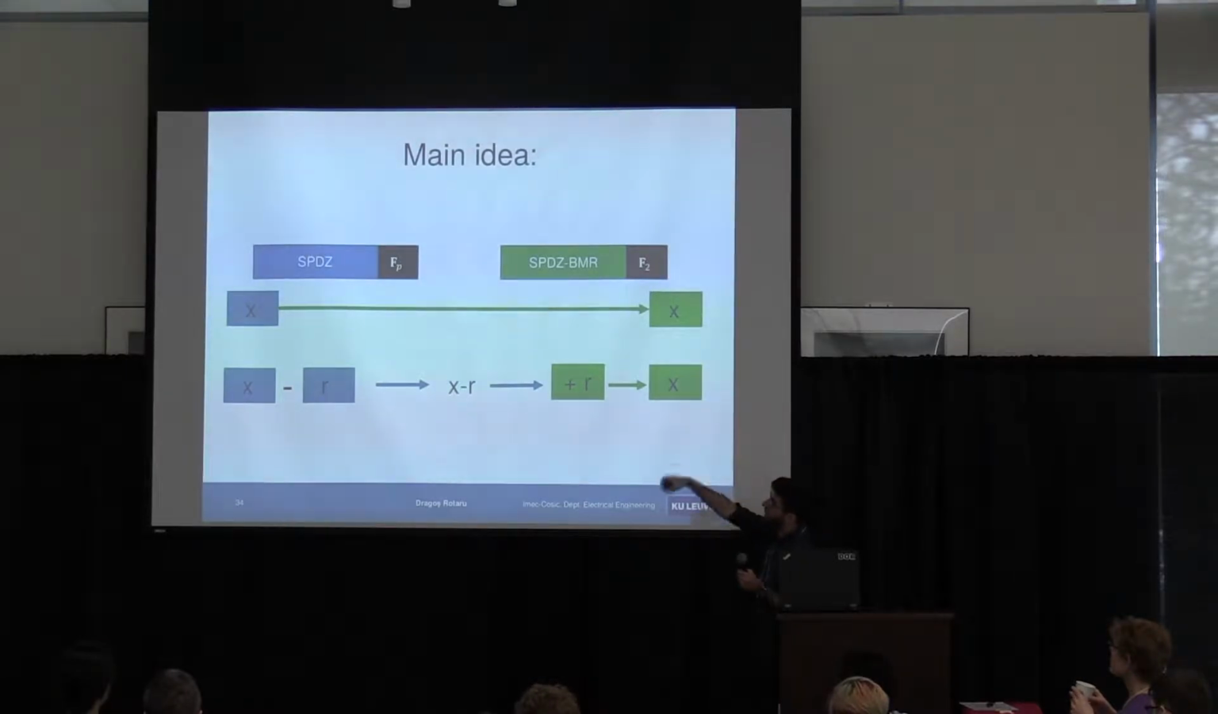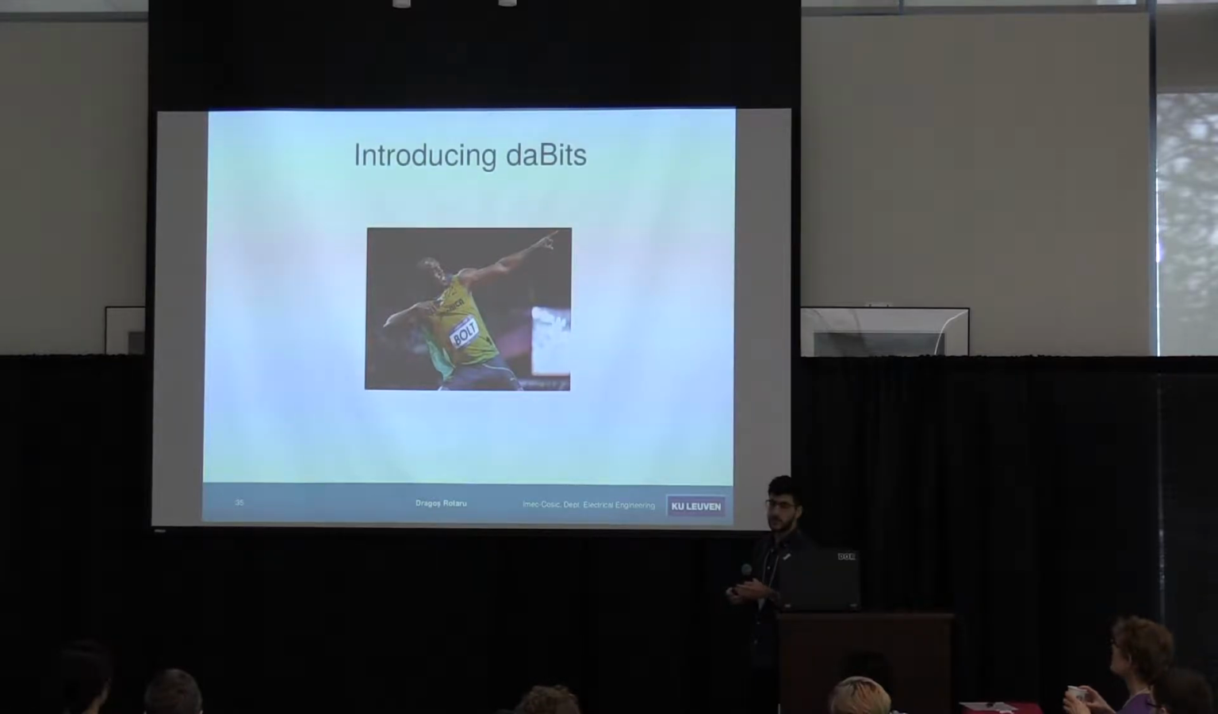So you have your randomness which lives mod P, and you have your randomness which lives mod 2. To switch between mod P and mod 2, you need the same randomness in both worlds. Now, how are we going to generate the same randomness in both worlds? That's the main question. Well, we're introducing the daBits.